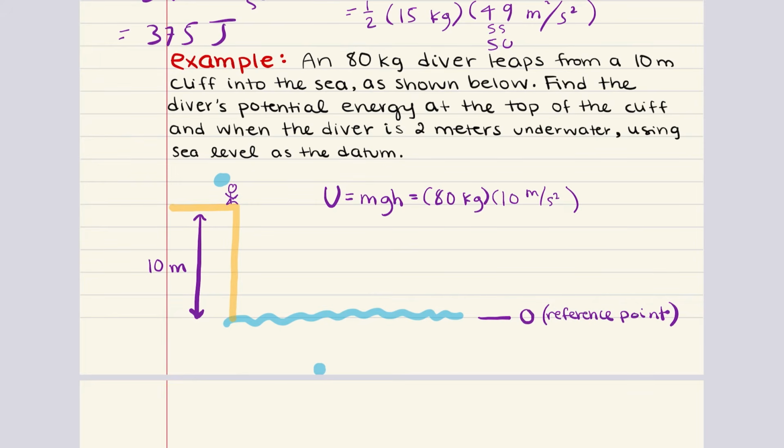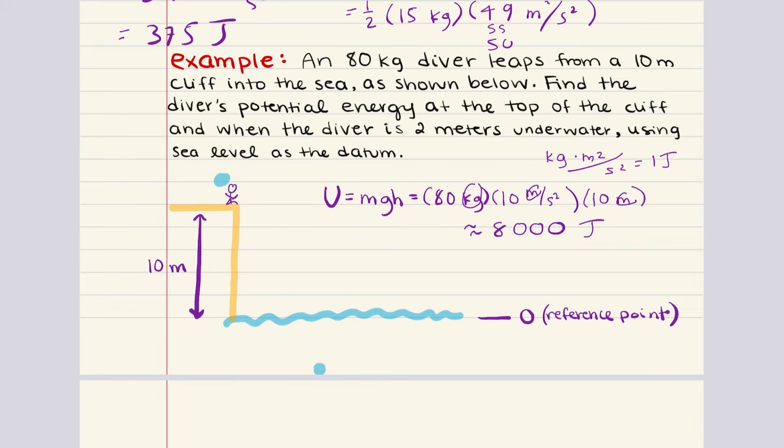And then h is the height above the reference point. So he's at the top of this cliff, 10 meters above sea level. So our height is going to be 10 meters. What we have here is 80 times 10 times 10, which is going to be approximately 8,000 joules. And we're going to have 8,000 joules because our units are kilogram multiplied by meter squared over second squared, and that's equal to 1 joule. So again, the potential energy of the diver at the top of the cliff is 8,000 joules.